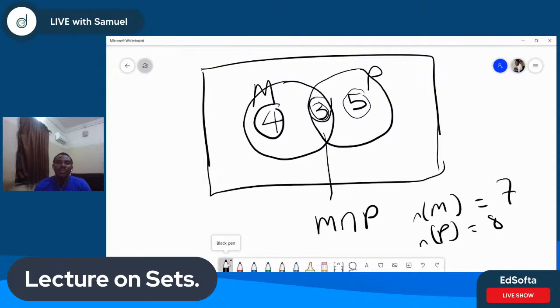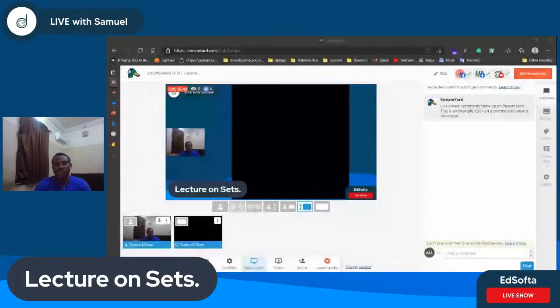So the Venn diagram just helps us to illustrate our sets in a much more organized way, so that we don't have to go through the rigor of just writing it and it all looks so confusing. With a Venn diagram, you can easily solve some of the problems that you have. So we'll be moving to solving some questions.